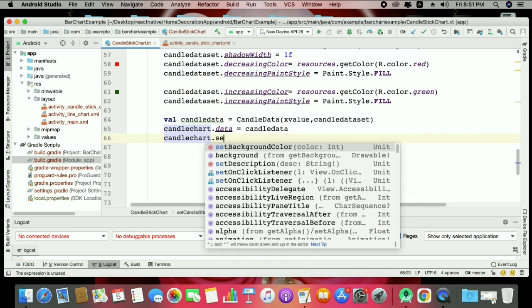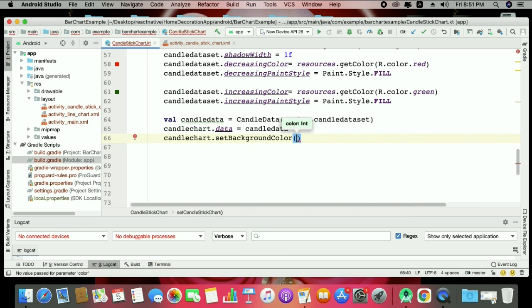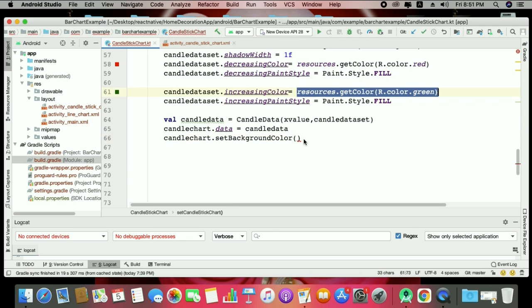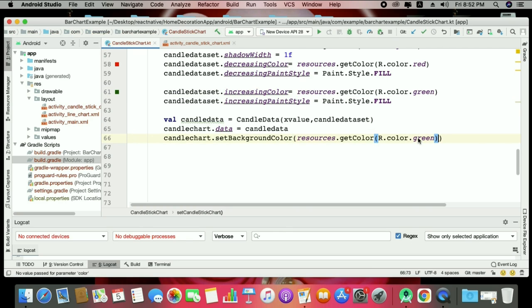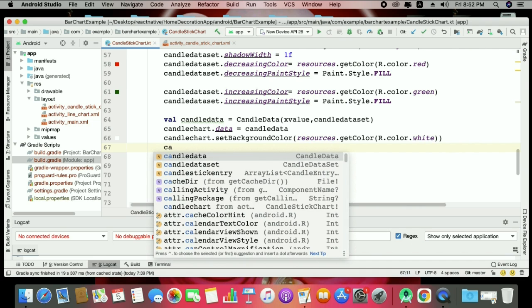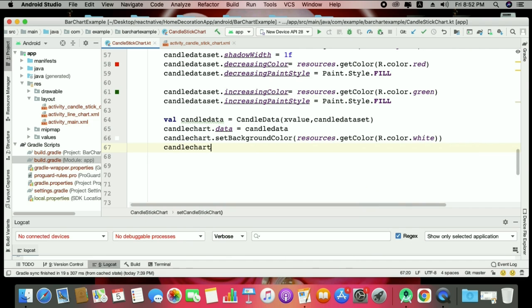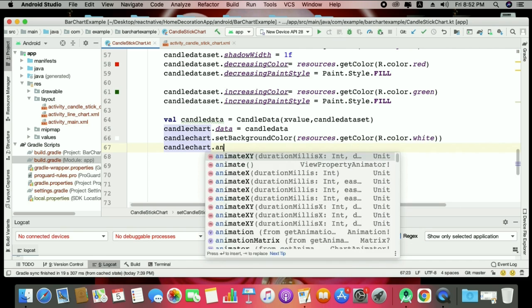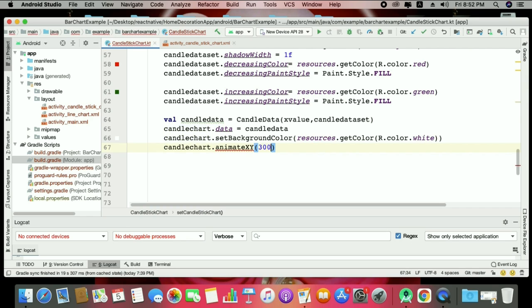Candle chart dot set background color. Here you can use the same, because in some markets it is the white color and in some markets it is a black color. So first I will show it to you with white, and then you have to work with the black color background. And you can animate this chart. So you can say candle chart dot animate XY, that's 3000 comma 3000. Okay, so that's very easy.